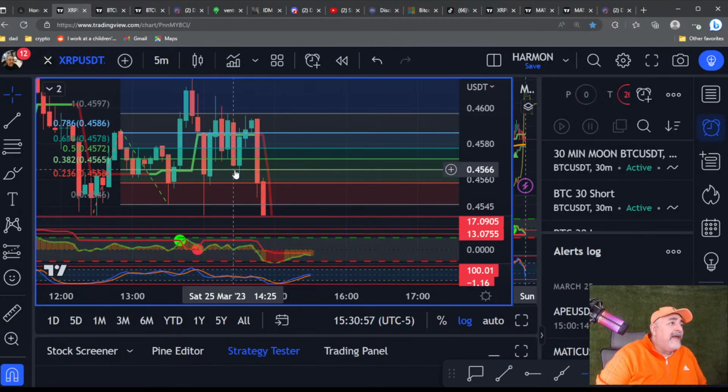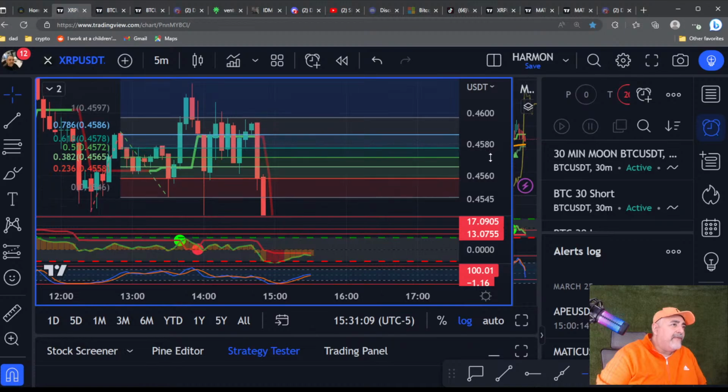Once we did that, actually 3 times you could have crushed XRP on this. And now we finally got rejected on the 3rd time, right? 1, 2, 3. Here's our rejection, our 5-minute pullback. That's what we look for.